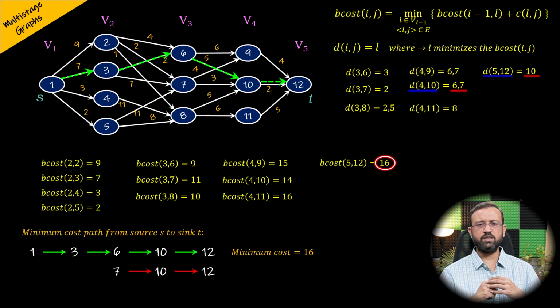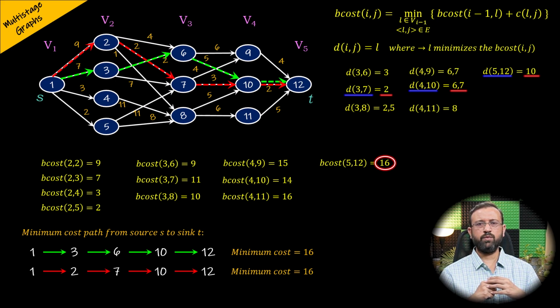Then from stage 3 and vertex 7, that is d of 3, 7 has vertex 2. So minimum cost path is from vertex 2 to vertex 7. Then to vertex 2, we have minimum cost path from source vertex 1. So the minimum cost path from source S, that is vertex 1, to sink T, that is vertex 12, is from vertex 1 to vertex 2 to vertex 7 to vertex 10 to vertex 12. And the minimum cost of this path is 16.